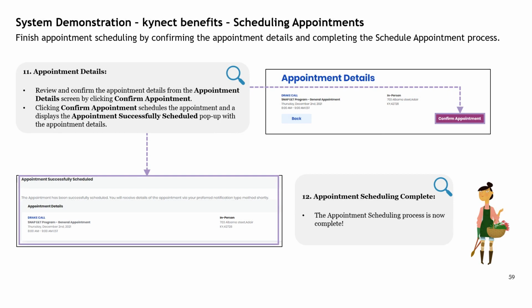Review and confirm the appointment details on the Appointment Details screen, then click Confirm Appointment. This schedules the appointment and displays the Appointment Successfully Scheduled pop-up with the appointment details.